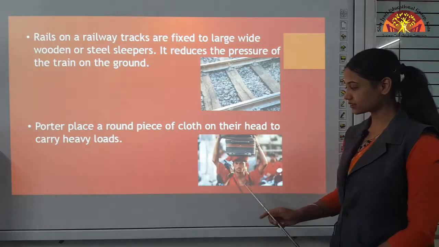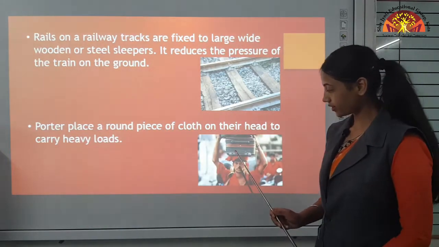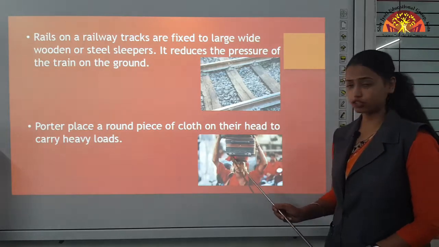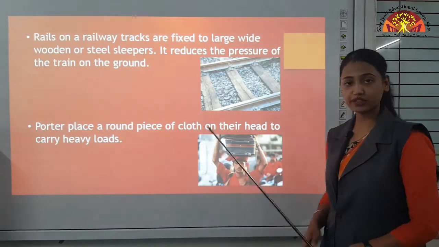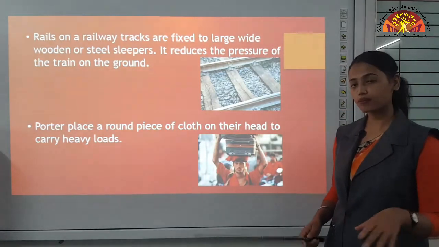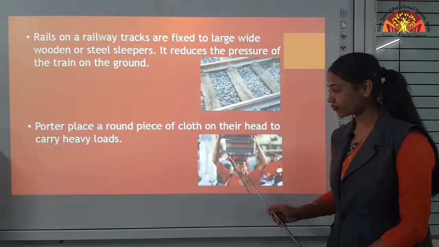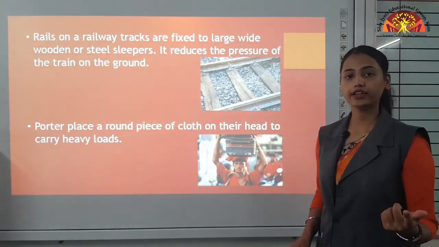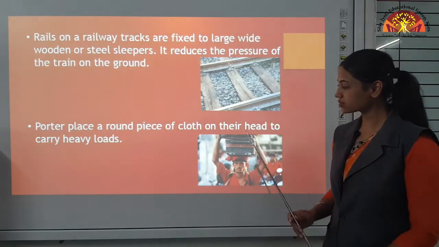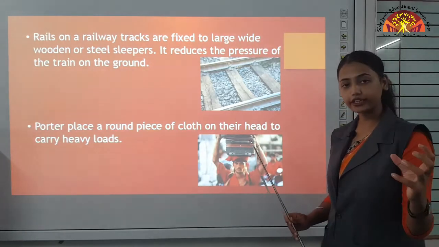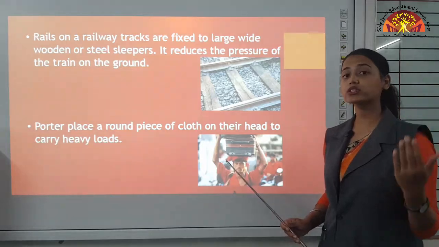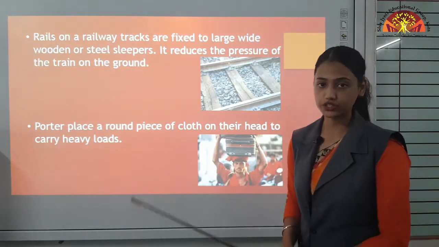The next is porters place a round piece of cloth on their head to carry heavy loads. You have seen these porters, and you have seen the piece of cloth which they place over their head before carrying heavy loads. Because what will happen if they put these heavy bags directly onto their head? It will exert more pressure on their head. So they use a thick cotton or any cloth material over their head, which decreases the pressure.